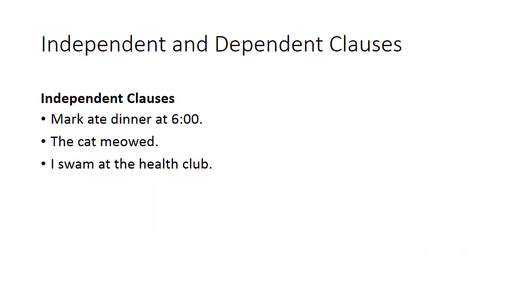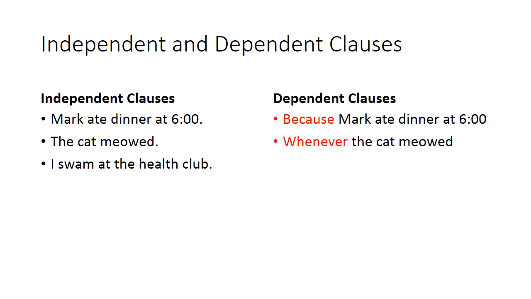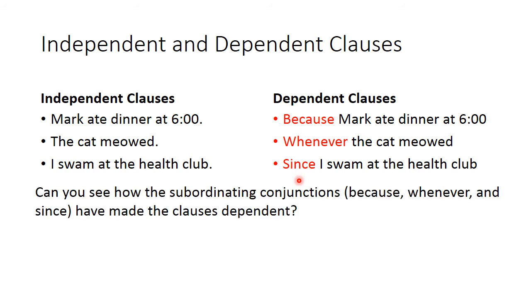So here you have independent clauses, right? Mark ate dinner at 6. The cat meowed. I swam at the health club. When you add the subordinating conjunction, that is what makes these now a dependent clause. When you add the word because to the independent clause, Mark ate dinner, it becomes dependent because of the addition of the subordinating conjunction. Okay?